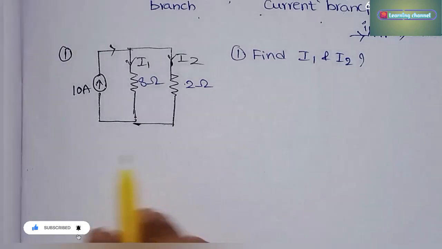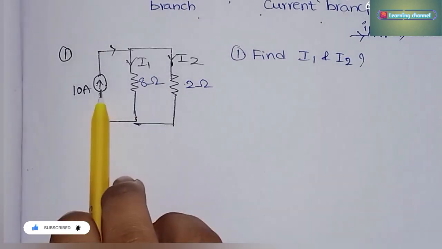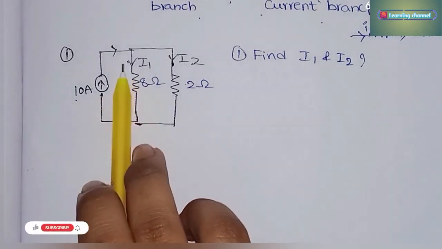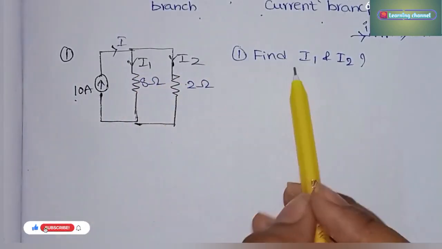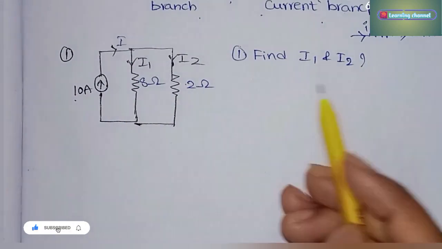And the question is, this is the circuit. Here we have the current source of 10 amperes and current I is flowing. Current I is divided into I1 and I2. They asked us to find the currents I1 and I2.